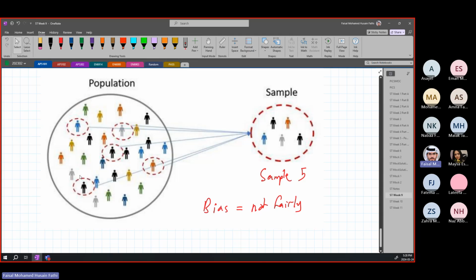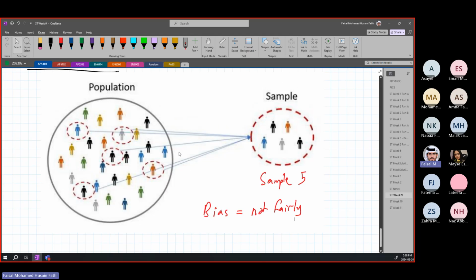For example, all right? I'm selecting all the blue people. They're all from the same background because they're, for example, my friends. You're not going to get a proper sample, because they're all going to have maybe the same thought process. They all agree on the same points. So you're not going to get actual values or actual data. So there are methods of sampling.